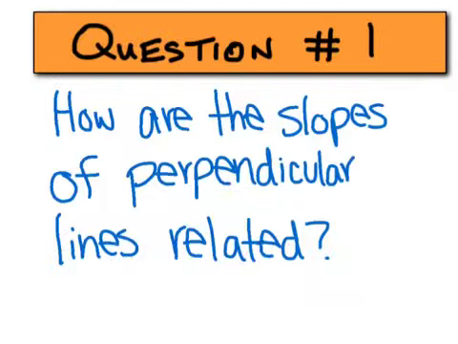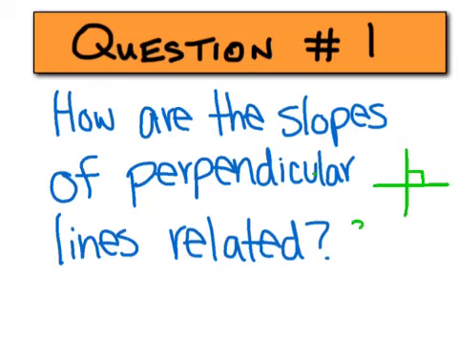Okay, our next essential question. How are the slopes of perpendicular lines related? Alright, for perpendicular lines, the slopes are going to be negative reciprocals of each other. What's a reciprocal? What's a perpendicular line? They go like that. They cross, right? The parallel lines are what you were describing. Perpendicular lines cross with a 90-degree angle, okay?